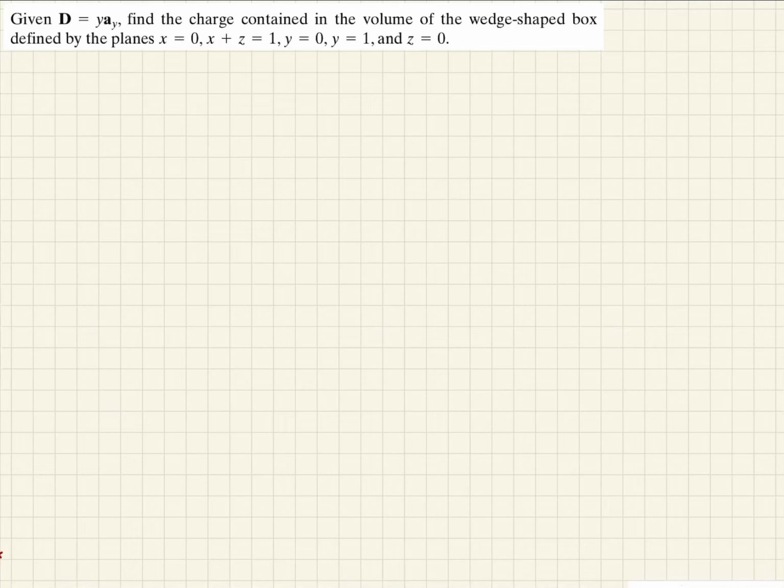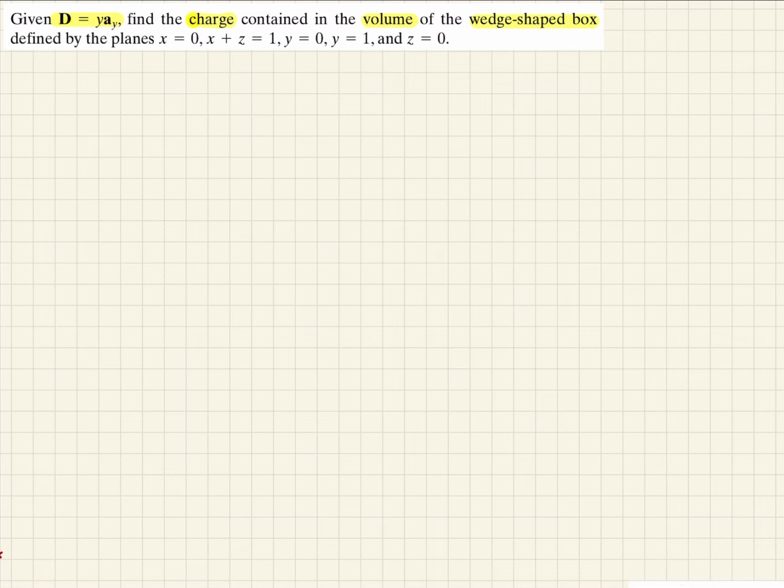So here's another little exercise that's dealing with Gauss's law. And you can see in the problem definition, we're given an equation for the displacement current here. It's y in the y direction. And so they want us to find the charge in a volume of a wedge-shaped box. And they define that here.